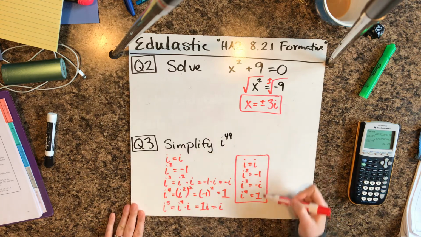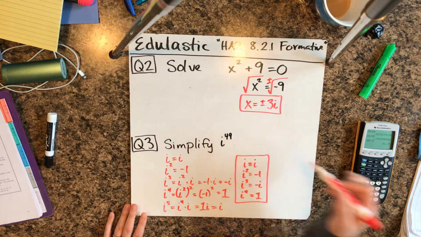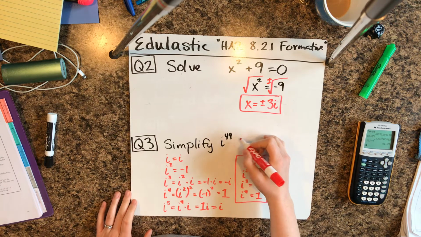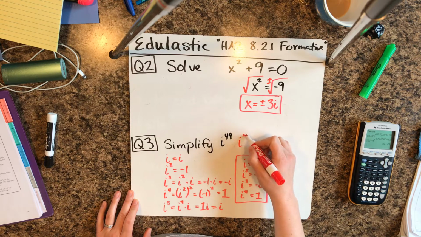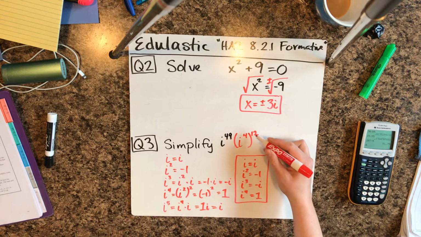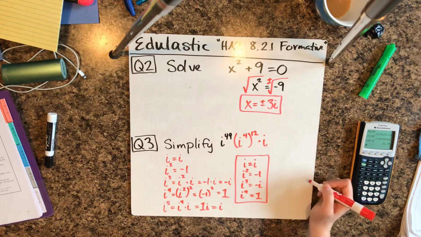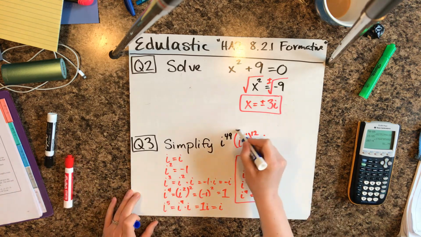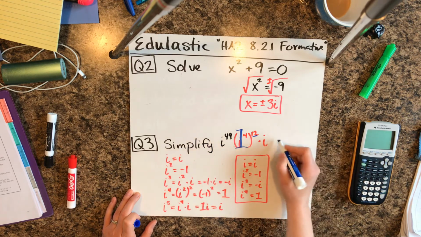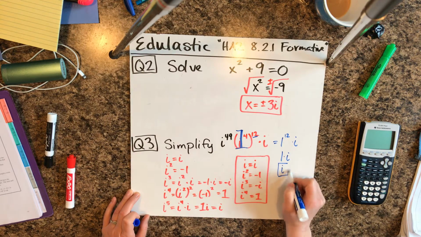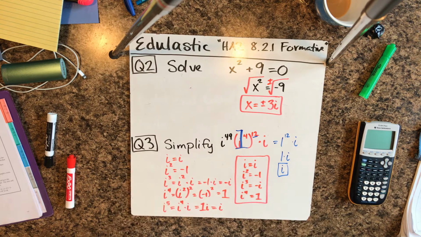This is a pattern in a group of 4. So if I take the exponent and divide it by 4, 49 divided by 4 is 12.25. So I'm going to put the 12 there. 4 times 12 is 48, but I need one more, so I'm going to do times i. The reason this makes it so simple is because i to the 4th we said is 1. So this is really 1 to the 12th power times i. Well, 1 to the 12th power is just 1, and 1 times i is just i. So when I simplify i to the 49th, I get i.